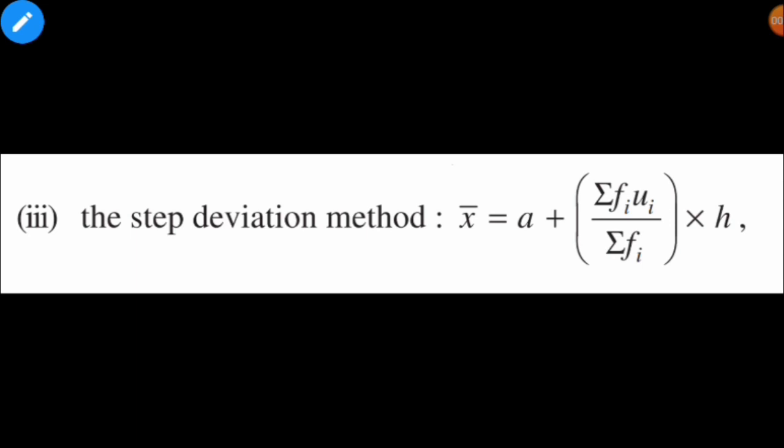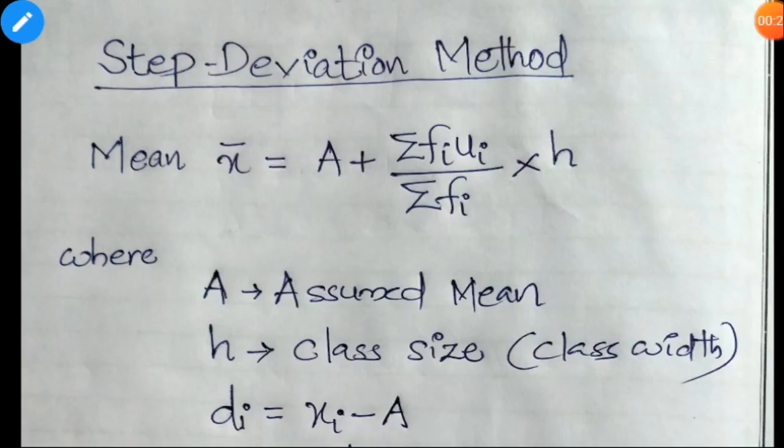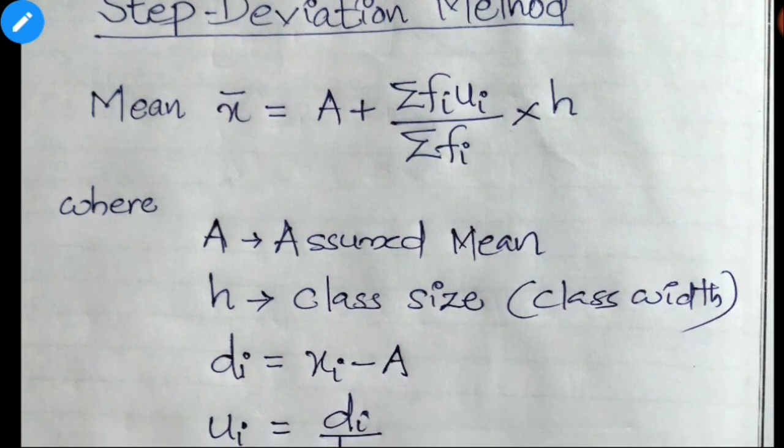Now we have the third method of finding arithmetic mean, that is the step deviation method. In this method, mean x bar equal to a plus summation fi ui by summation fi, into h, where a is the assumed mean, h is class size.